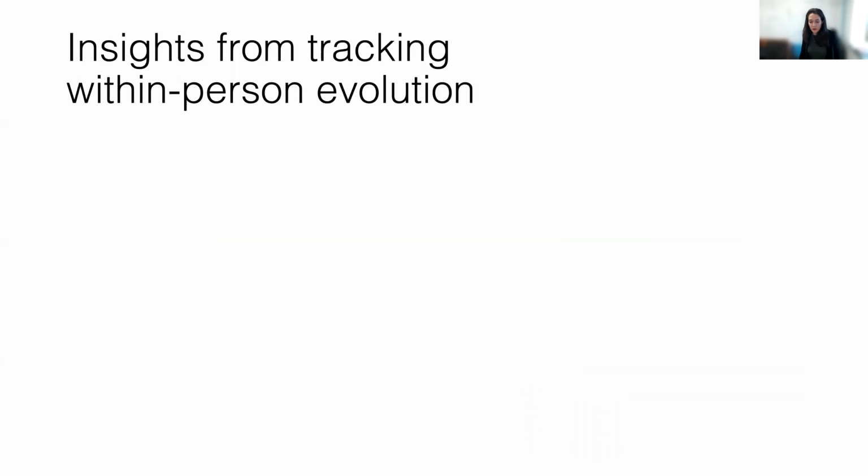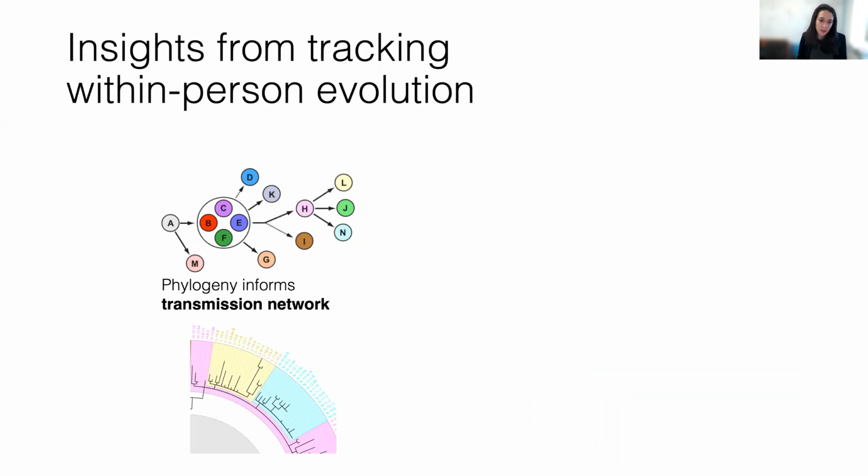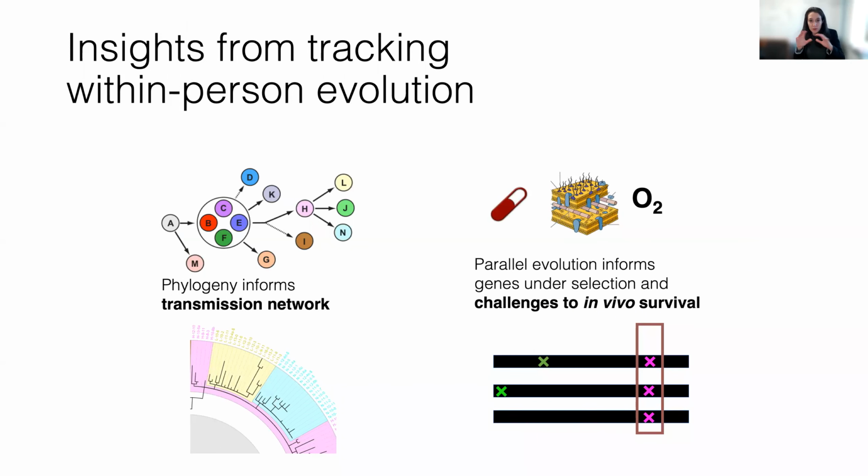Okay, so hopefully from the story, what you've seen is that by tracking within person evolution, we can infer something about how bacteria have been transmitting in the recent past. And we can get an idea of what bacteria care about in vivo, in this case, changing how they're responding to oxygen.